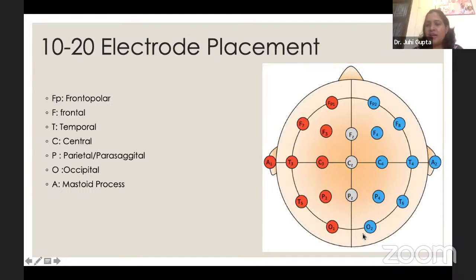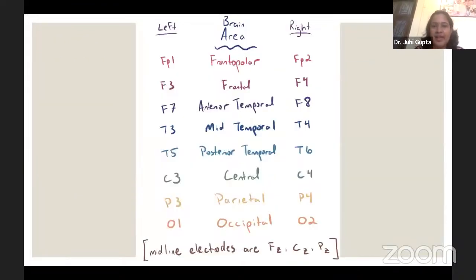So most of the alphabets and numbers are easy to remember. And just try to remember that the odd ones are the left and the even ones are the right. And A1 and A2 are the two electrodes placed on the mastoid process. So this is again a summary of all the electrodes which are placed.